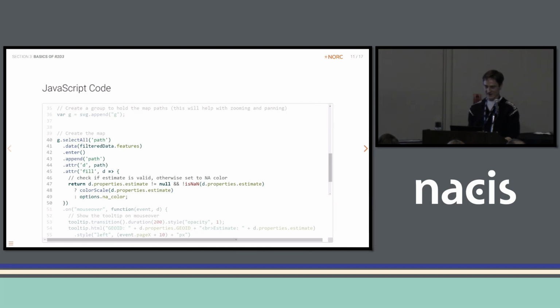The rest of the code in this code block is the functionality for the zoom and pan and tooltip, but everything that I've just highlighted is all you need for a basic map.